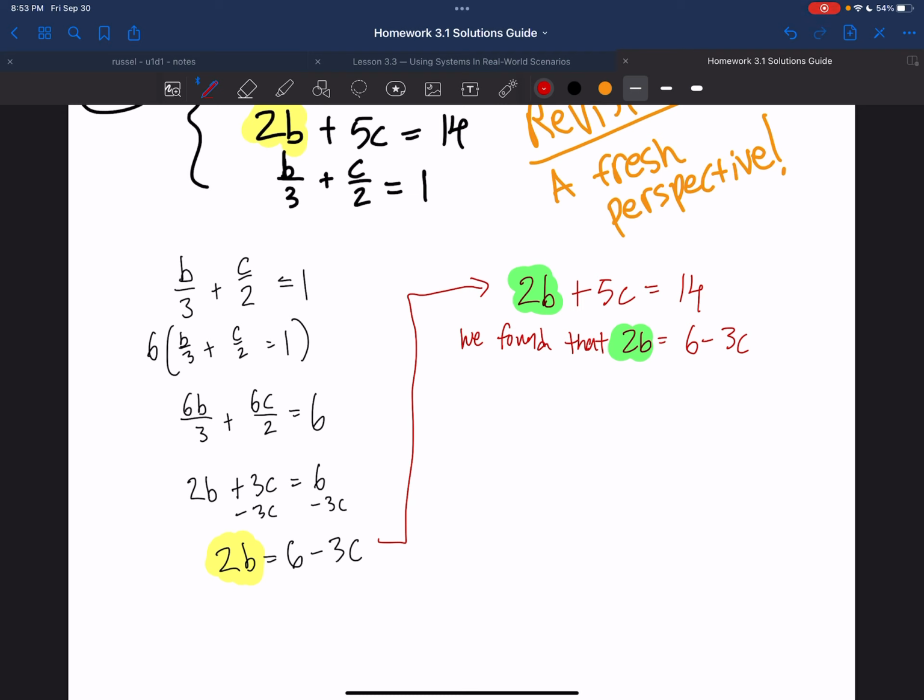You have 2b is 6 minus 3c, and then plus 5c equals 14, because I'm replacing 2b with that expression. So, of course, this is 6 minus 3c plus 5c equals 14. So, if you subtract 6 from both sides and combine like terms, you should get 2c equals 8. So divide both sides by 2, you get c equals 4.